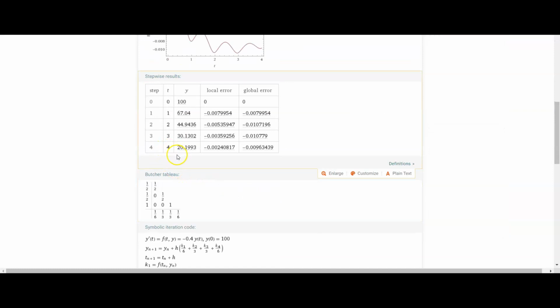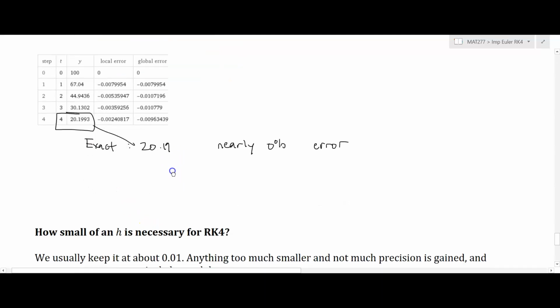And we see that at time 4, the step size of 1 gets us to a value of 20.20. Now we see here that even for the step size of 1, this y value at time 4, the exact, recall, was actually 20.19. So look at how close we are. We have nearly 0% error, and that is by picking a step size of 1. So already we can see that Runge-Kutta behaves a lot nicer to us than the other methods.